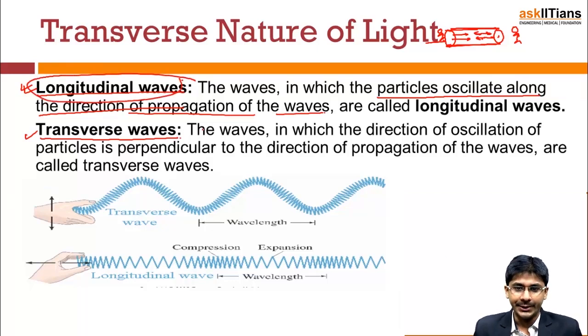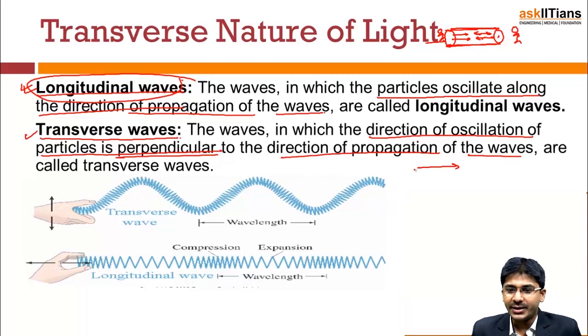What are transverse waves? The transverse waves are those in which the direction of oscillation of particles is perpendicular to the direction of propagation of the waves. Now what happens here? If the wave is moving in this direction, the particles are moving perpendicular to this direction. Particles will be moving in this direction and the wave is moving in this direction. And they have an angle of 90 degrees between these two directions. Okay. Now these two directions that I have given you, they always have an angle difference of 90 degrees. This is the reason it's called transverse wave. Transverse means perpendicular. So it's perpendicular.